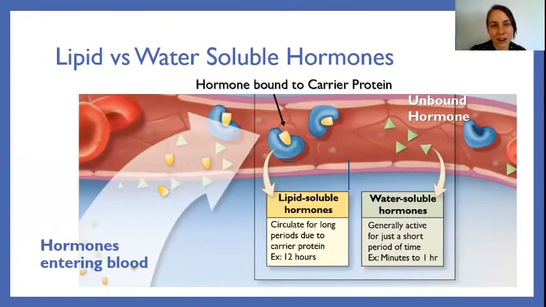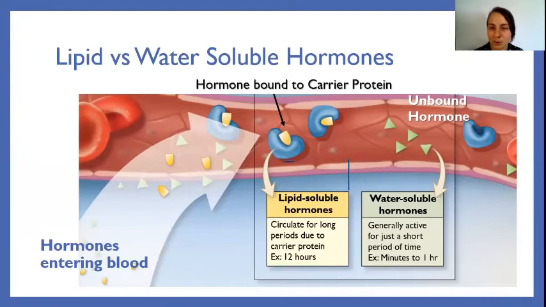Now, why does your body have both lipid and water-soluble hormones? The reason is that whenever a hormone goes into the bloodstream, if it's a lipid-soluble hormone, we're going to be able to bind it to a carrier protein, and it's going to circulate in your bloodstream for a long period of time. It might be able to circulate for 12 hours.